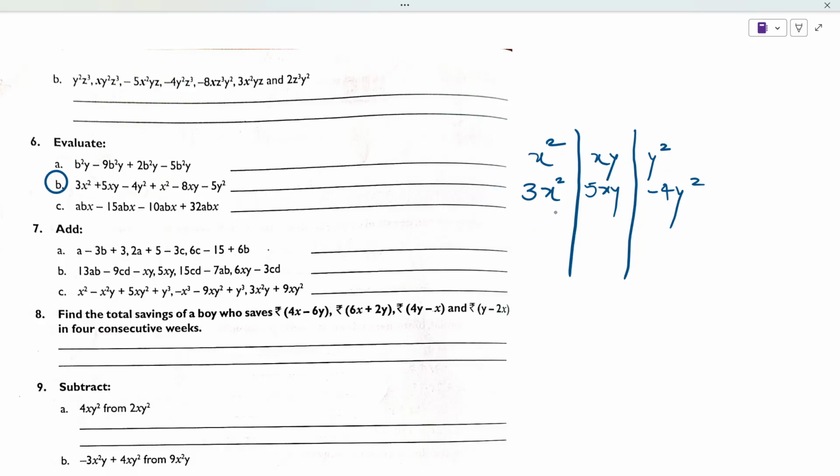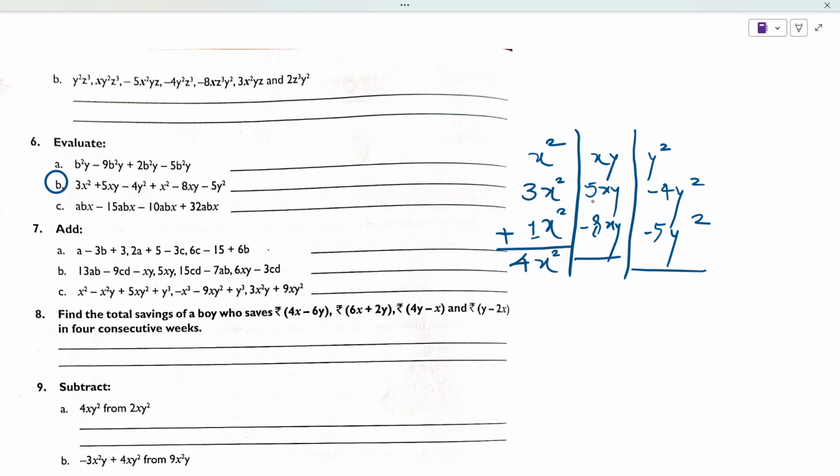Now the next three terms, x square will come under x square, minus 8xy will be placed in the column of xy, and minus 5y square will go in the category of y square. Now we can add them separately. So 3x square plus x square, and x square is like 1x square. So 3 plus 1, 4, followed by x square.